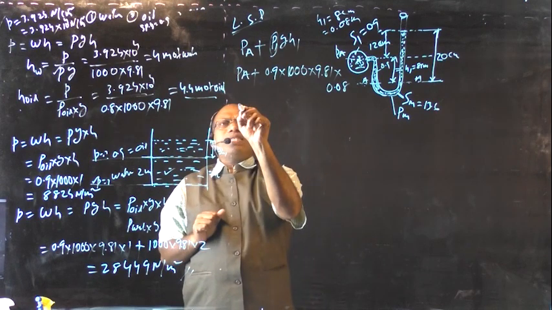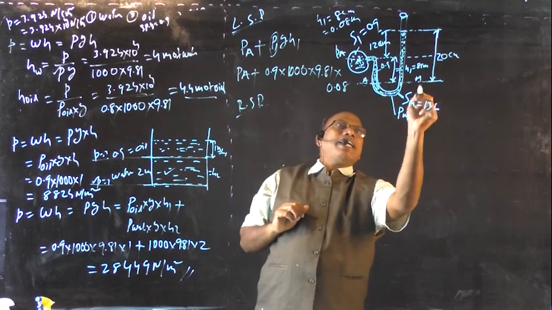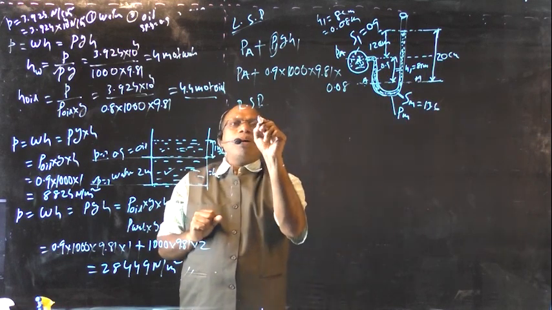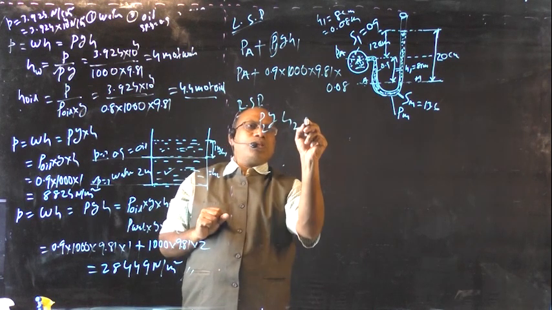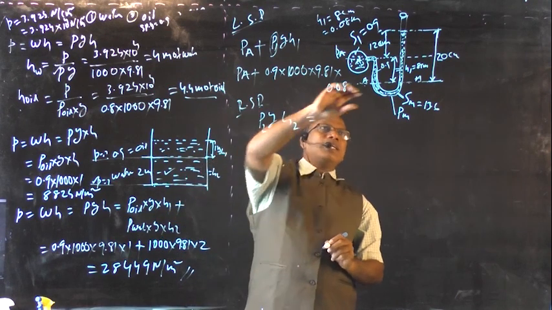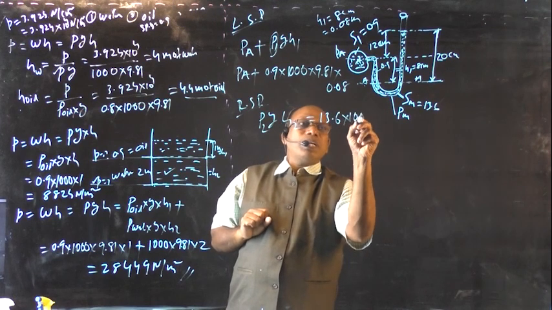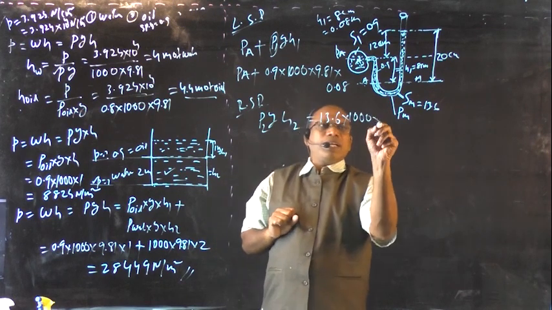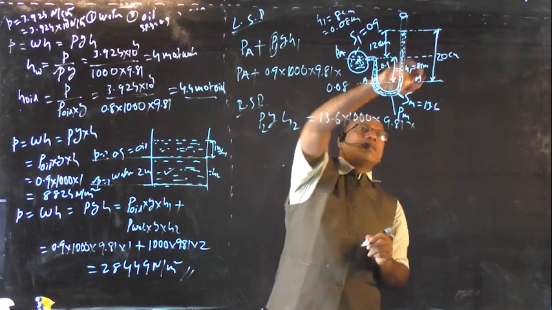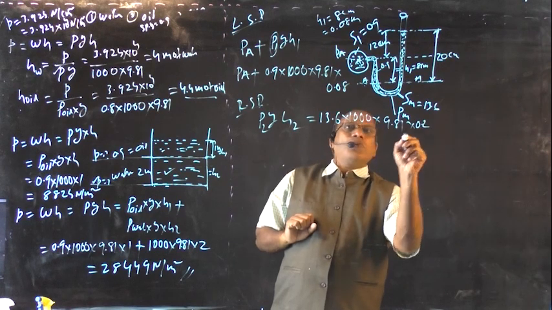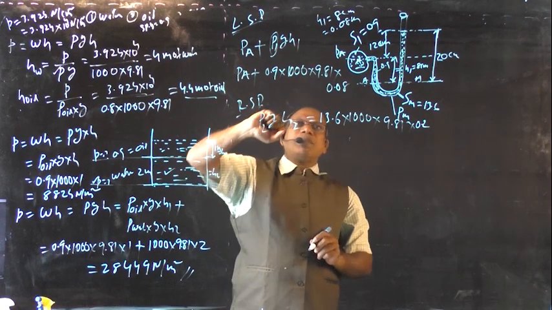And the right side pressures: only one column on the right side above the datum line AA, that is rho 2 G H2. Rho 2 is nothing but the density of the mercury, that means the specific gravity of the mercury into the density of the standard liquid into G value 9.81 into H2, which is 20 centimeters, that is 0.2 meters. These are the right side pressures, and these are the left side pressures.